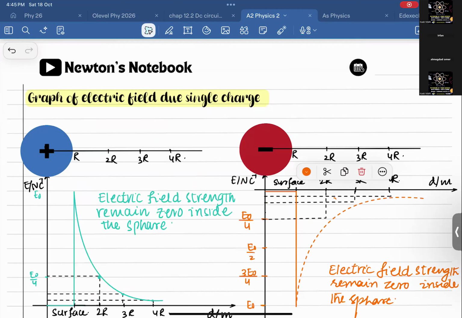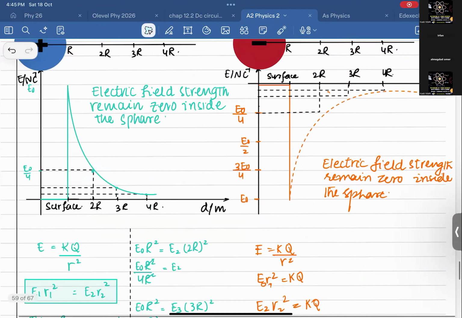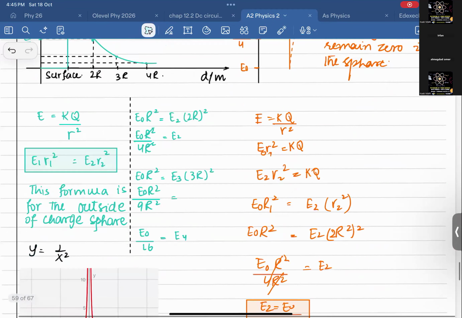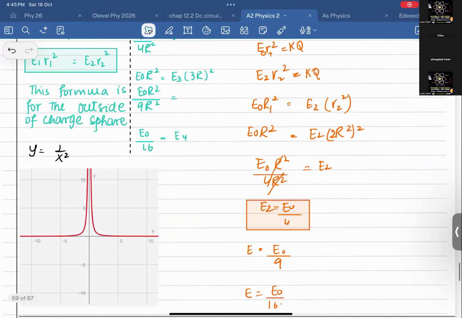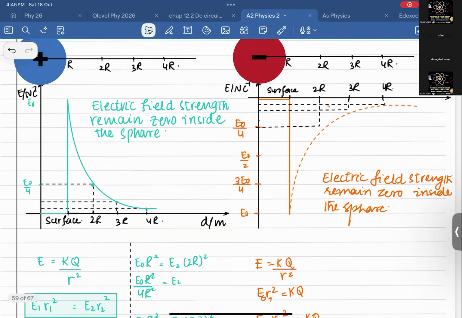Now these are the calculation, and this is the formula. Electric field strength remains zero inside this layer. You can also say that it will be maximum at the surface of this, and then it decreases. So these are the concept of the graph for the electric field. And this is also known as the inverse square law, right? So inverse square law is basically the point where your object starts following y equals to 1 over x squared, right? This is what we call the inverse square law.